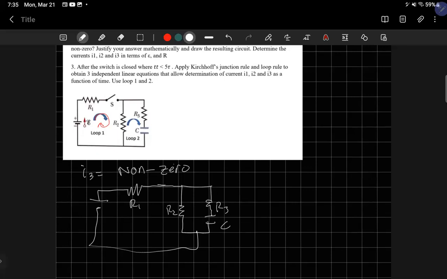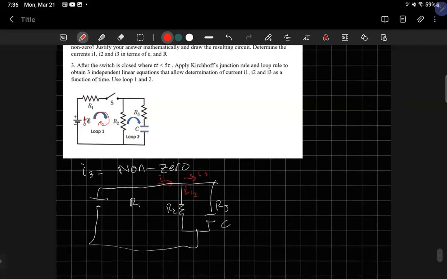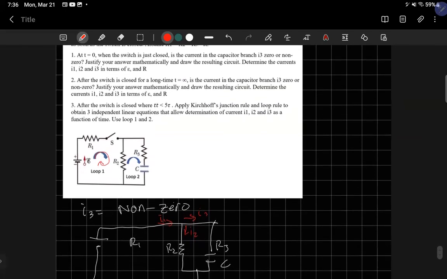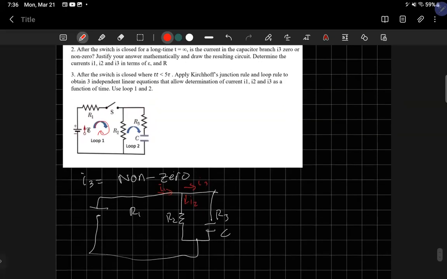And then we get I1. I'm going to call that I3, and then I2. Okay, so that checks out. I can at least solve that first part. And then the next part, determine I1, I2, and I3 in terms of epsilon and R.